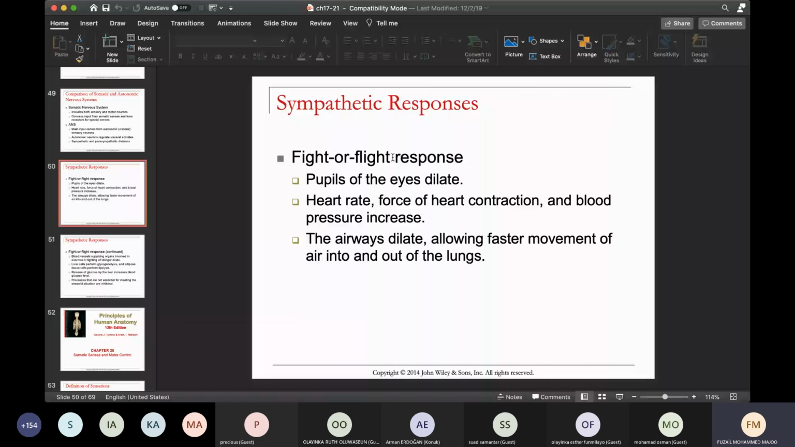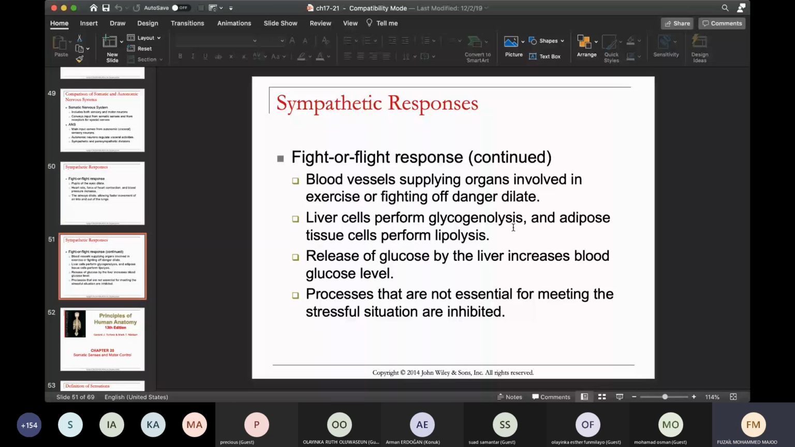Parasympathetic responses will constrict instead of dilating. Heart rate will decrease. The force of heart contraction will decrease. Blood pressure also decreases. Airways start to constrict. More blood will flow to the organs of digestion and resting. That's all. It has opposite effects, and that is the parasympathetic. So do not confuse those two.